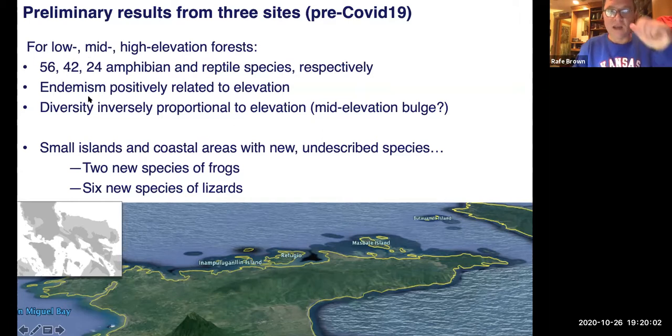But we were finding that endemism appears to be positively related to elevation, and species diversity appears to be inversely related to elevation with a bit of a mid-elevation bulge. And in this area, we find these small islands off the coast of the Caramoan down here turned up all these new species that I wouldn't have believed it. It's not the place to go find new species.